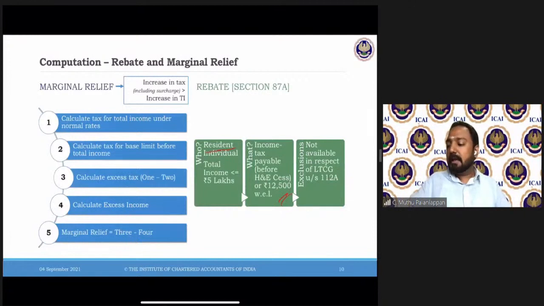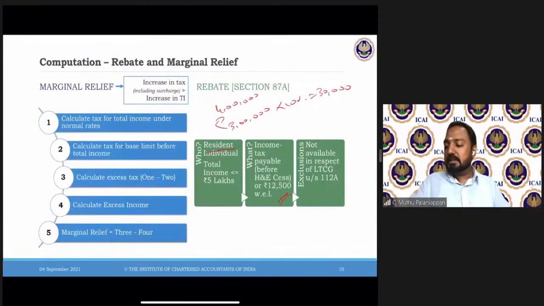So basically, let's say I have an income of 4 lakhs, out of which 3 lakhs is my long-term capital gain. So here it would have applied 10%, right? Flat 10% on this, so that is 30,000. This 30,000 I cannot use for rebate.